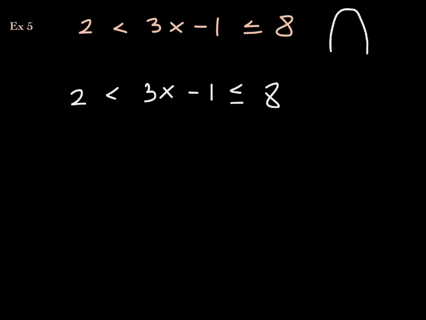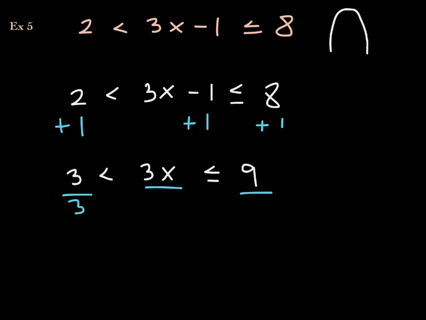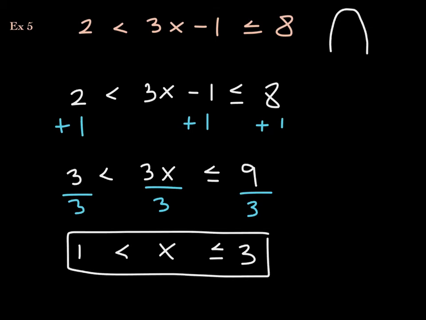What I recommend is to solve this by isolating the variable right in the middle. So let's add 1 to everything, and then you would get 3 is less than 3x, which is less than or equal to 9. Then divide every term by 3, and you get your final answer: 1 is strictly less than x, which is less than or equal to 3. This is great because when you have a double linear inequality like this, double because there are two inequality symbols, you can solve both inequality statements at one time as opposed to solving each one separately like we have been.